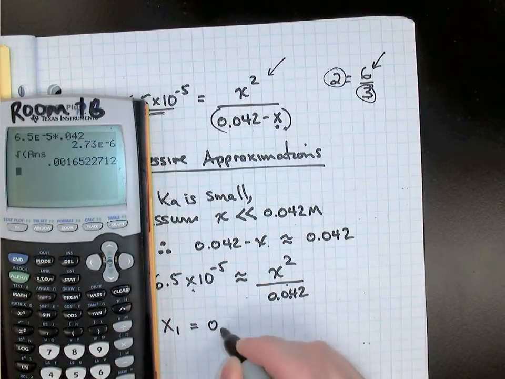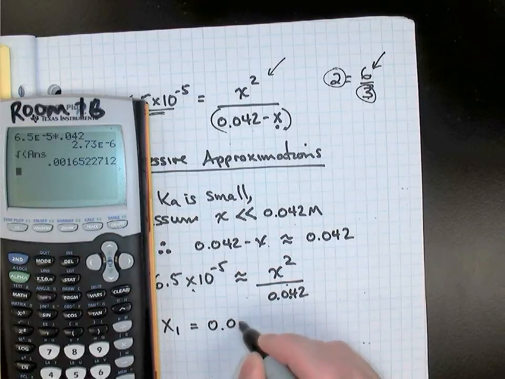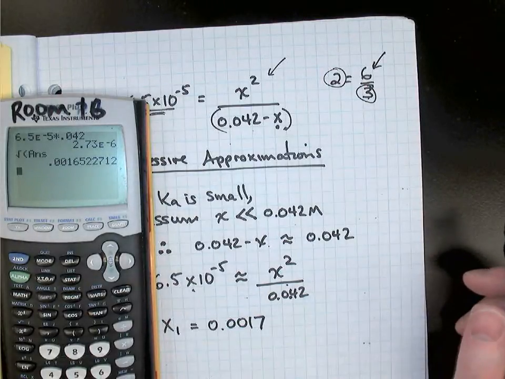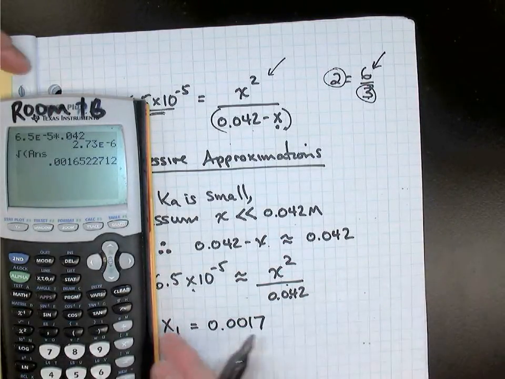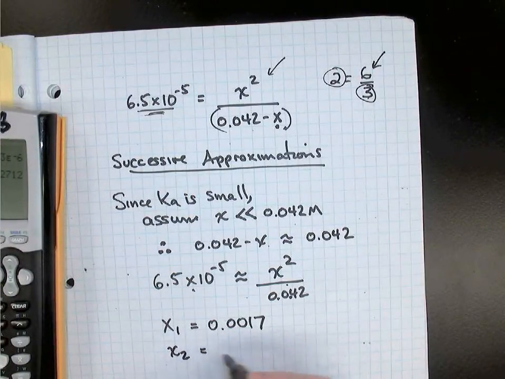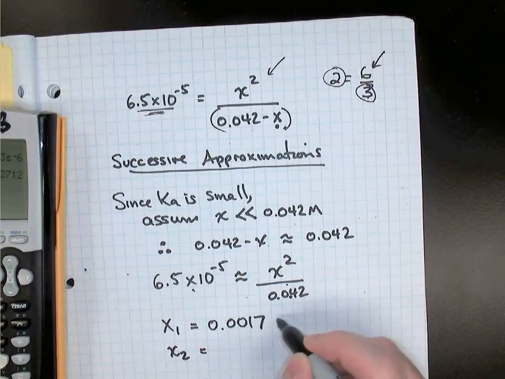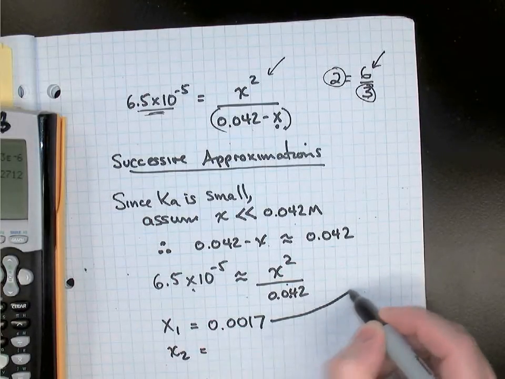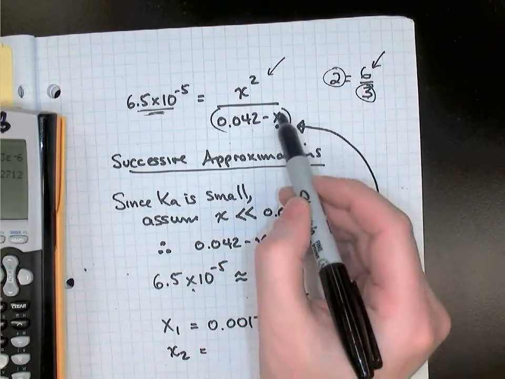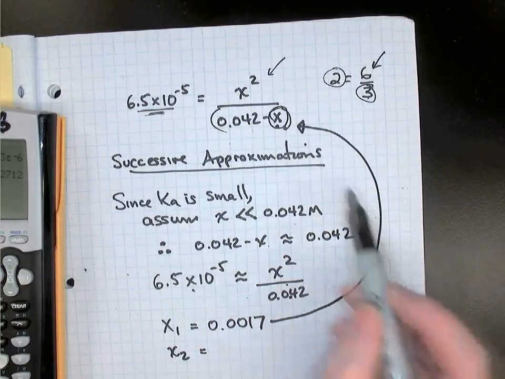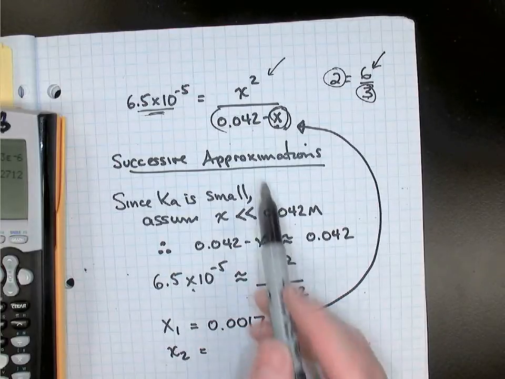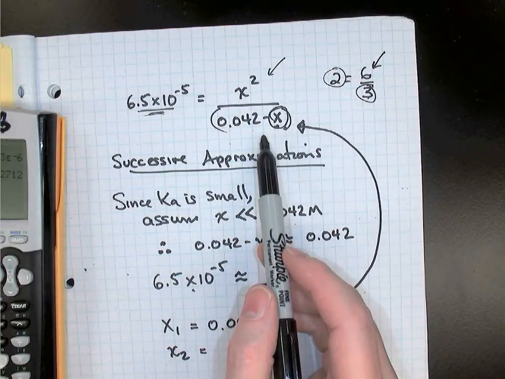x1, my first approximation of the solution, is 0.0017. I got 0.00165. I'll round that off to 0.0017. Now that's my first approximation. To get a second, and this will be a better approximation than the first, we're going to take this first answer and we're going to place it back into the original equation, and here's the key. We're going to place it back where we ignored the x, which was in the denominator. We had the equation down here, just 0.042, so we ignored this x in the denominator here.